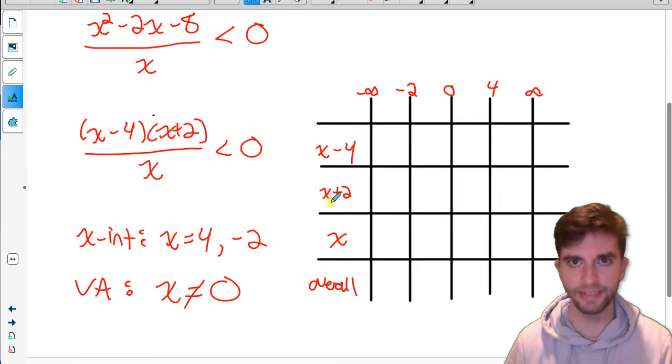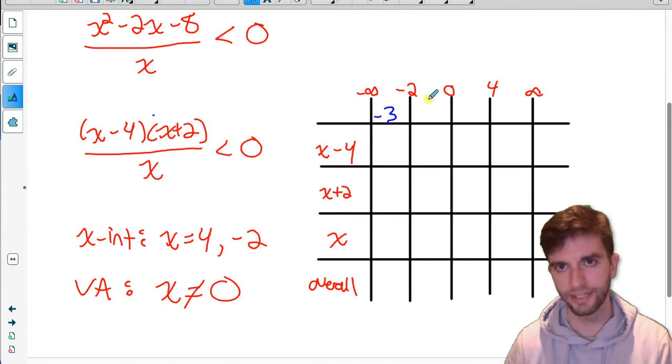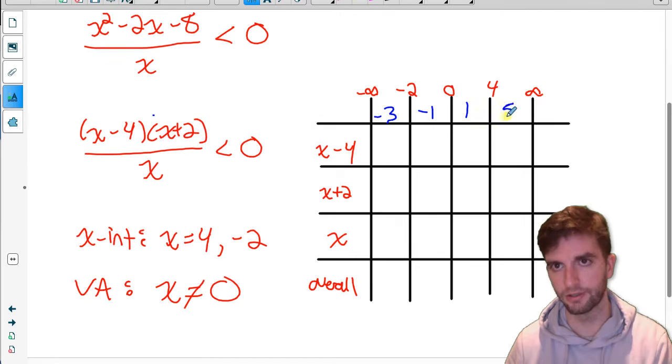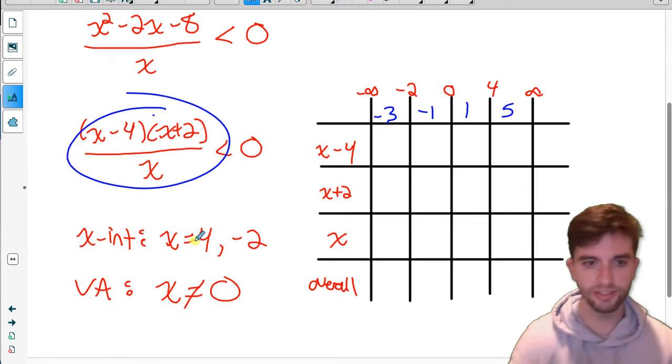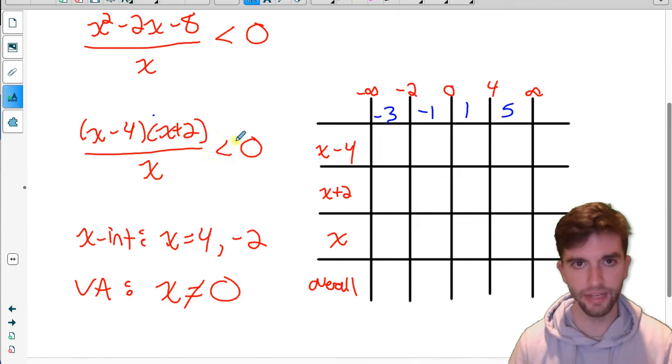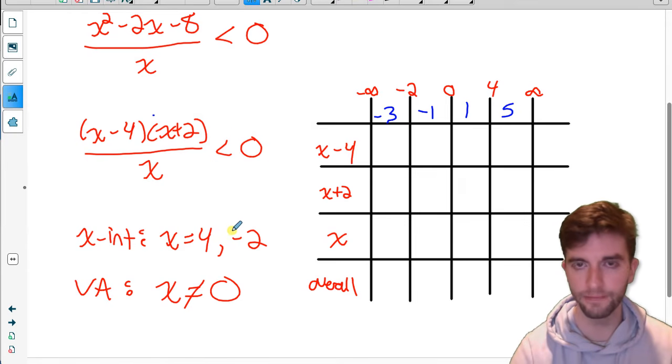So I need to now pick a test point within each of these intervals. So I'll pick a test point between negative infinity and negative 2, a test point in this interval, in this interval, and in this interval. And these test points, remember, these are x values we're choosing. We're choosing x values to plug into this to see if it's positive or negative. If it's negative, well, a negative number is less than 0, so that will be an answer to the inequality.